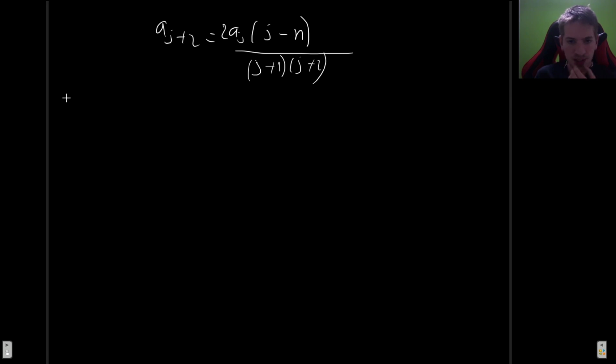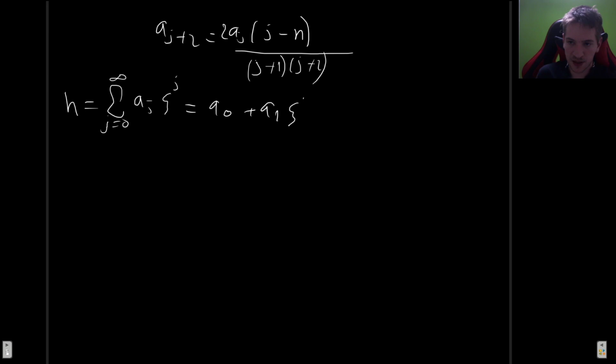But remember, what was our solution? We said our h is going to be this sum from j equals 0 to infinity of a_j times psi to the jth power. So this is going to be a0 times psi to the 0th power, which is just 1, plus a1 psi first power plus a2 psi to the second power, and so on.